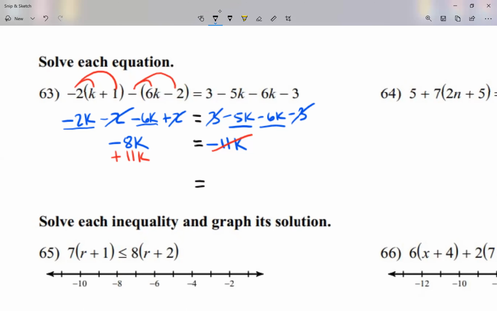Letters to one side, and if I have any terms that don't have a letter, move it to the other side. Okay, on the left side, -8 plus 11. Signs are different, so subtract, keep the sign of the large one. I'm gonna say 3k. On the right side, I have nothing, so 0.